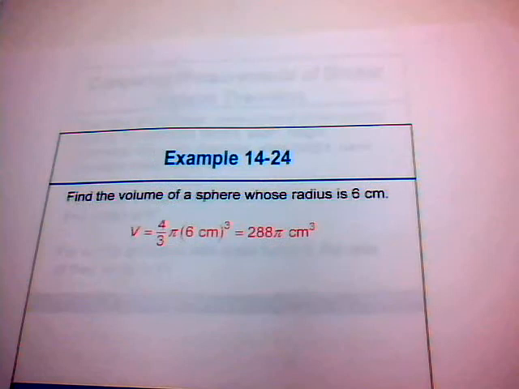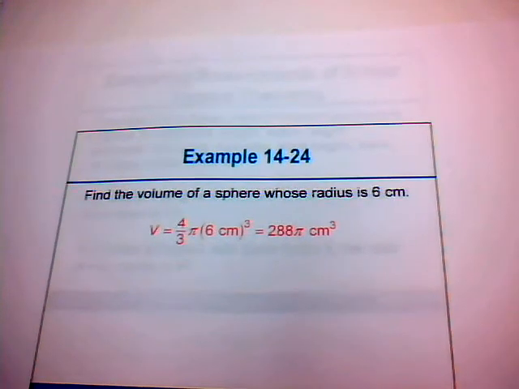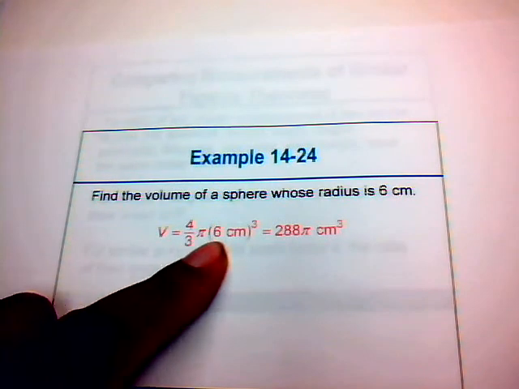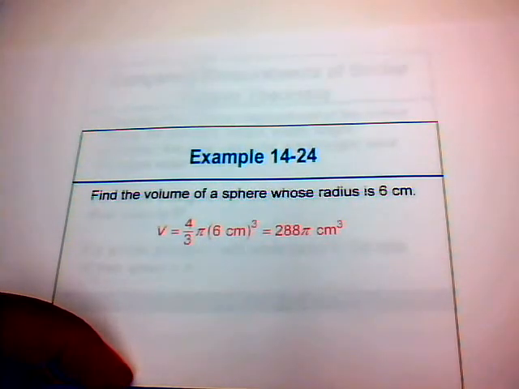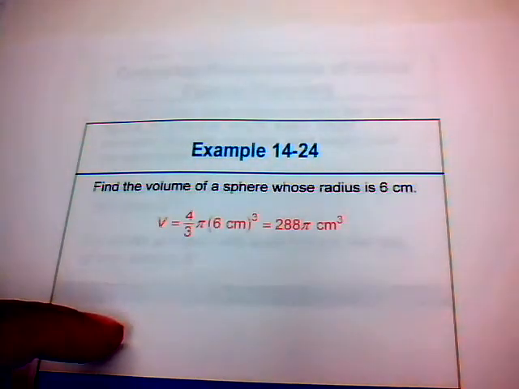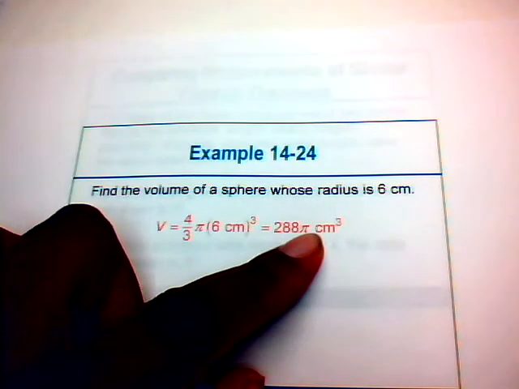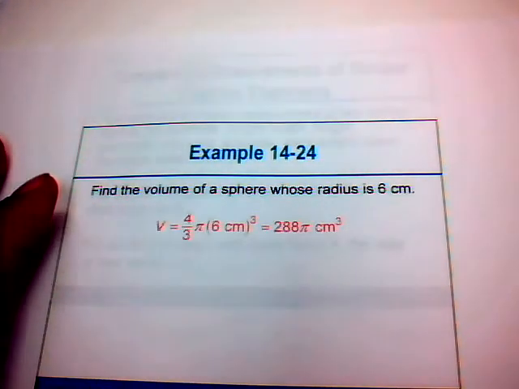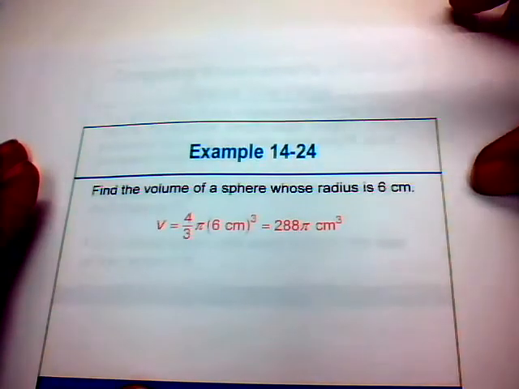Okay, and here's another example. Just find the volume of a sphere whose radius is 6 centimeters. So here we take 4 thirds pi times 6 cubed. And 6 cubed will be 216. And then 216 times 4 thirds will give you 288 pi. So you'll end up with 288 pi cubic centimeters as the volume of that sphere.